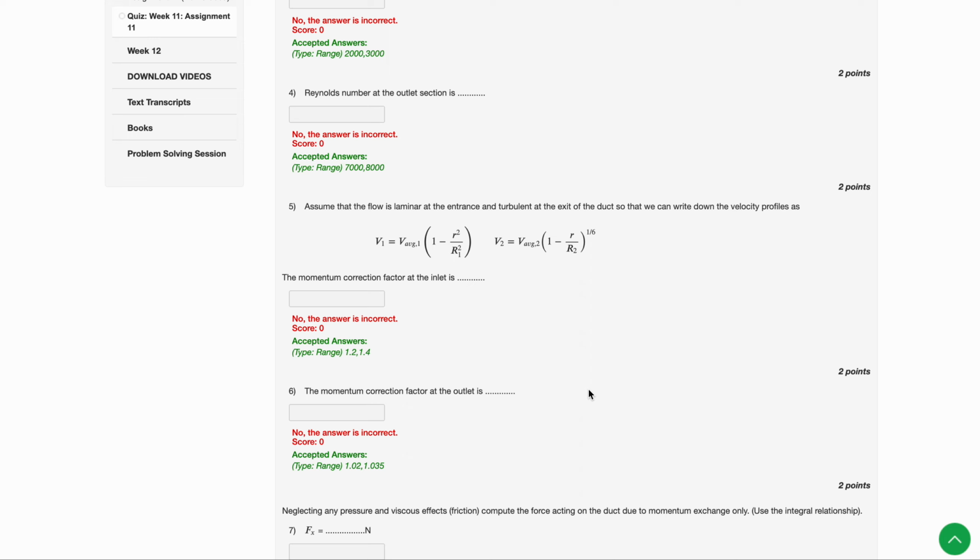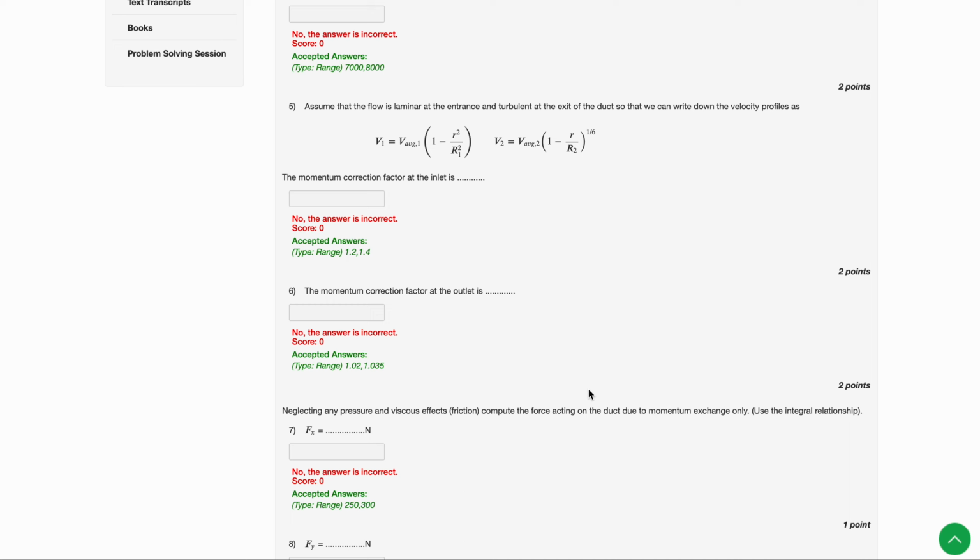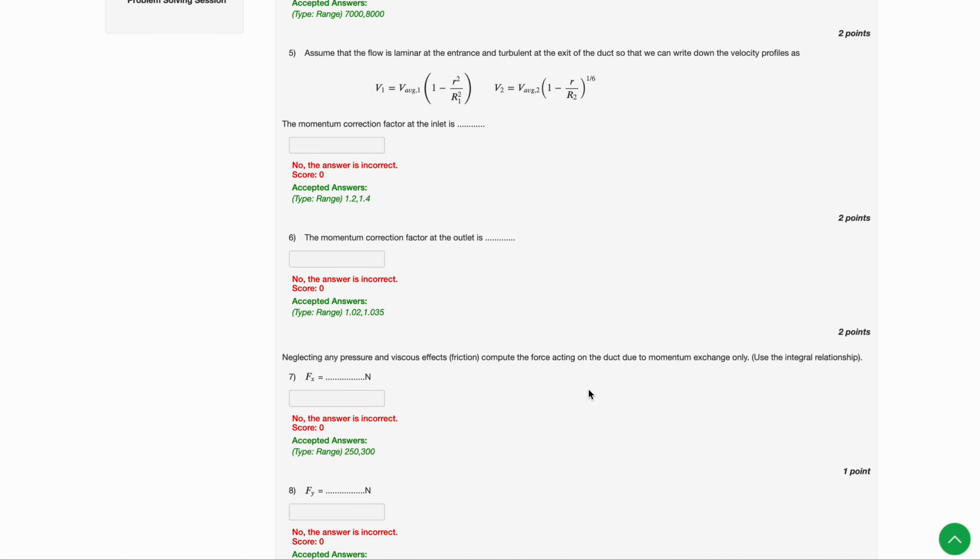Fine. Okay, now let me go to the important part, I guess. Neglecting any pressure or viscous effects, compute the force acting on the duct due to momentum exchange only. Use the integral relationship. So here I need to use the Reynolds transport theorem, which I discussed in the very first class. Let me go to the Reynolds transport theorem, the integral form.